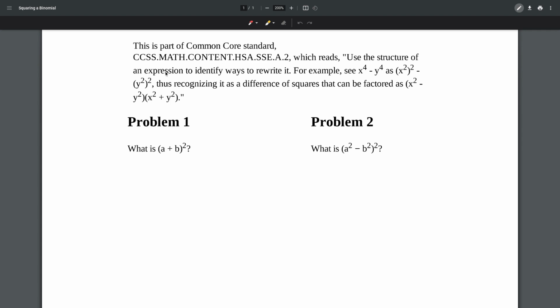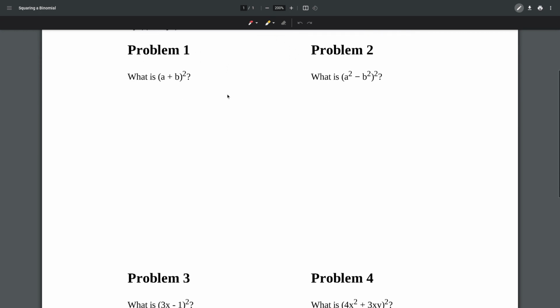Now, this is part of Common Core Standard CCSS.MATH.CONTENT.HSA.SSE.A.2. Wow, that's a mouthful. Which reads, use the structure of an expression to identify ways to rewrite it. For example, see x to the fourth minus y to the fourth as x squared squared minus y squared squared, thus recognizing it as a difference of squares that can be factored as x squared minus y squared times x squared plus y squared. So that's difference of squares, but we can also include in the standard rewriting a binomial squared, right? So let's look at problem 1.